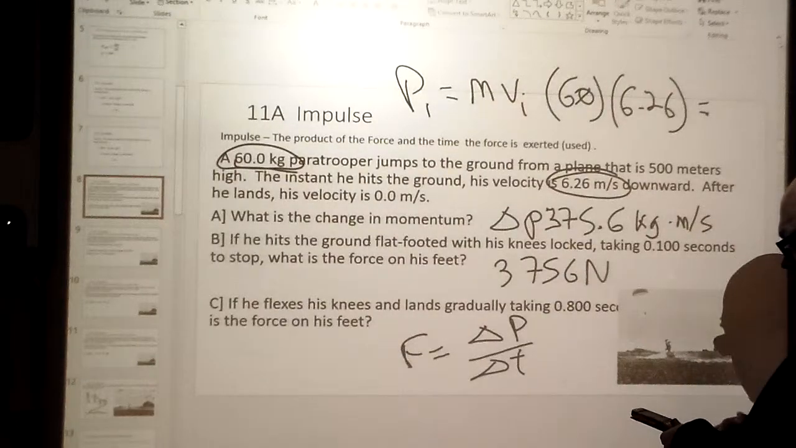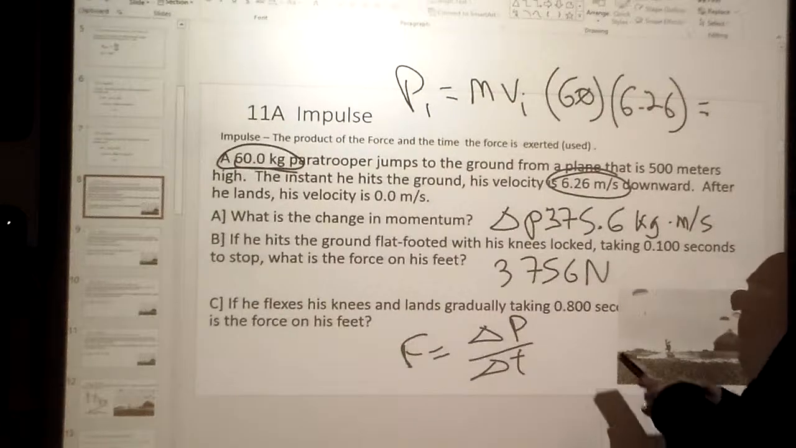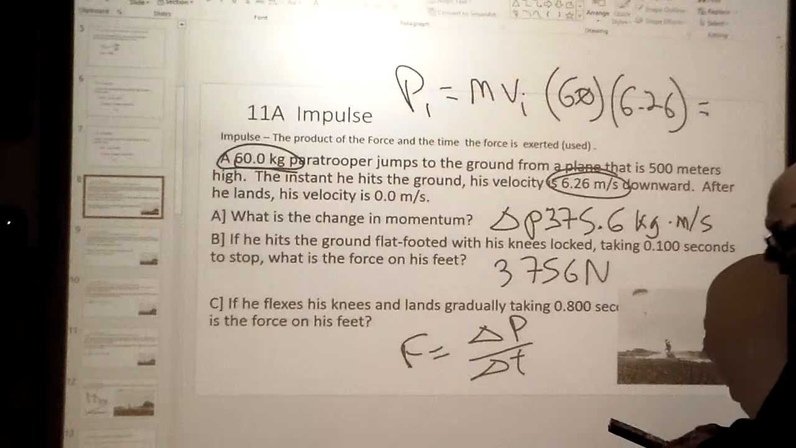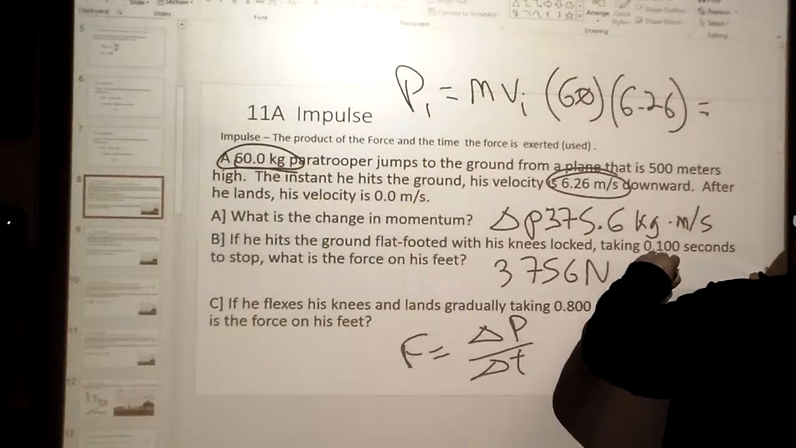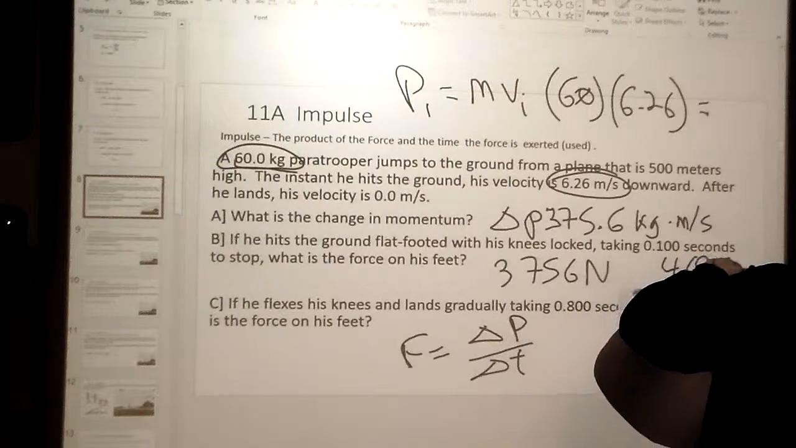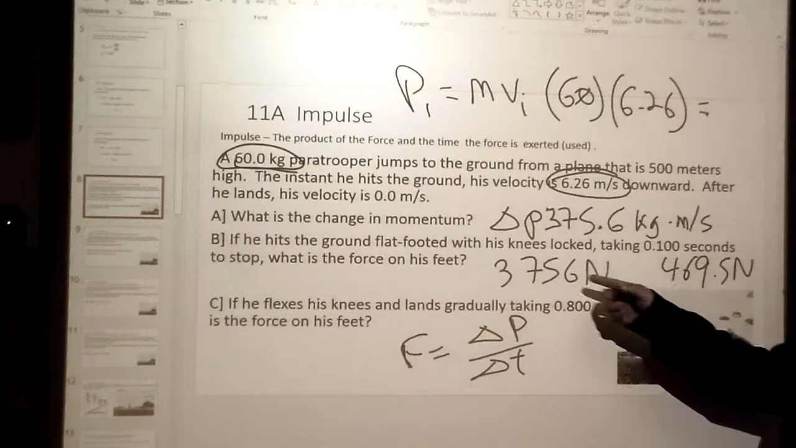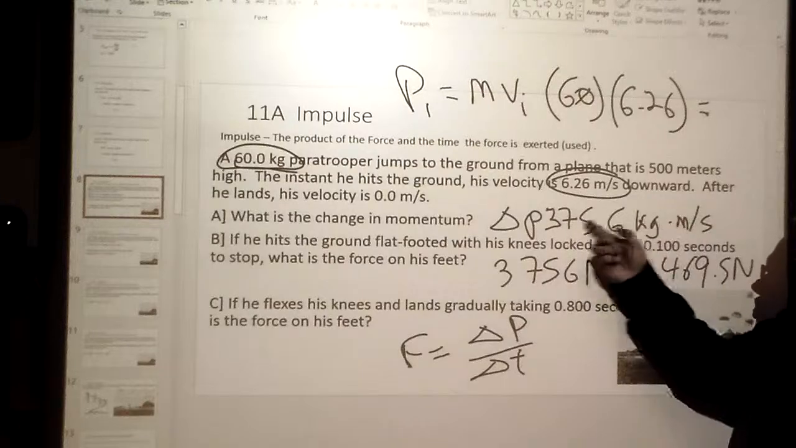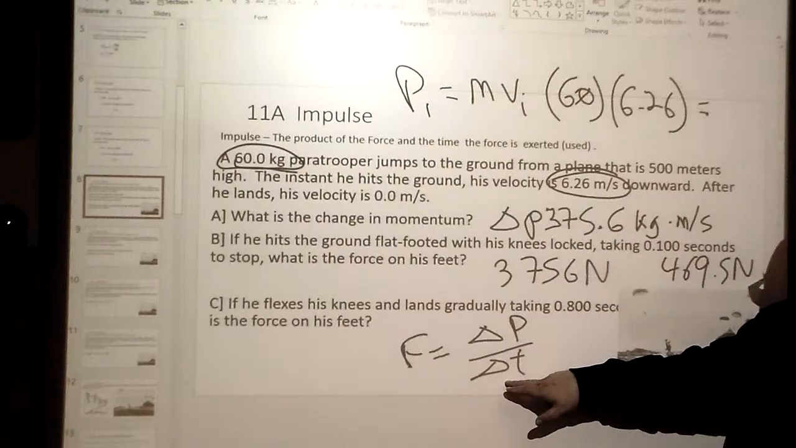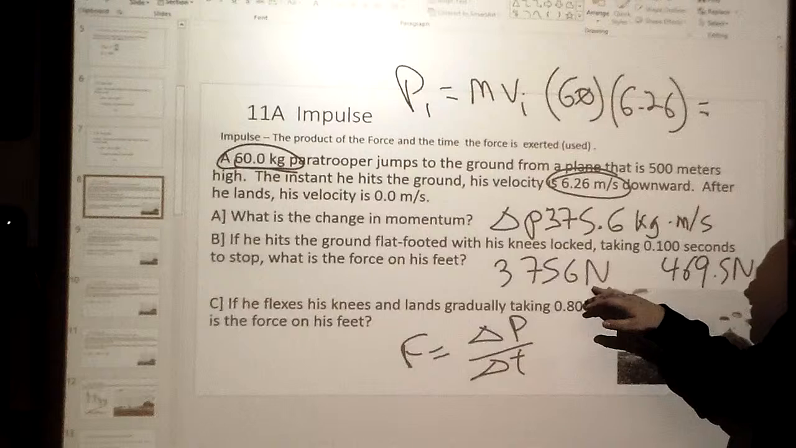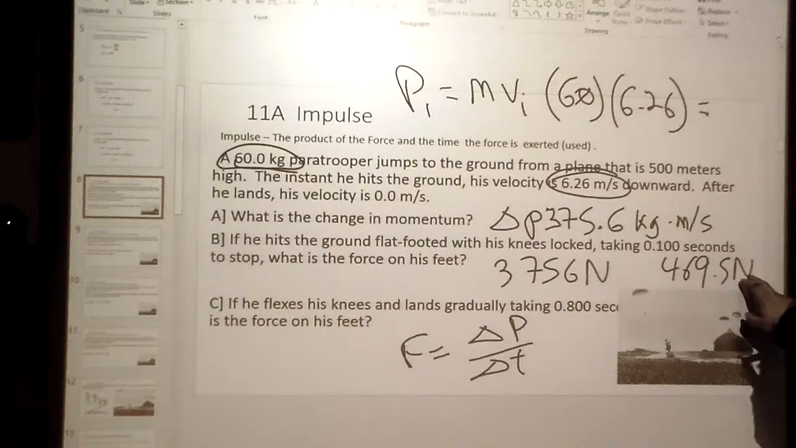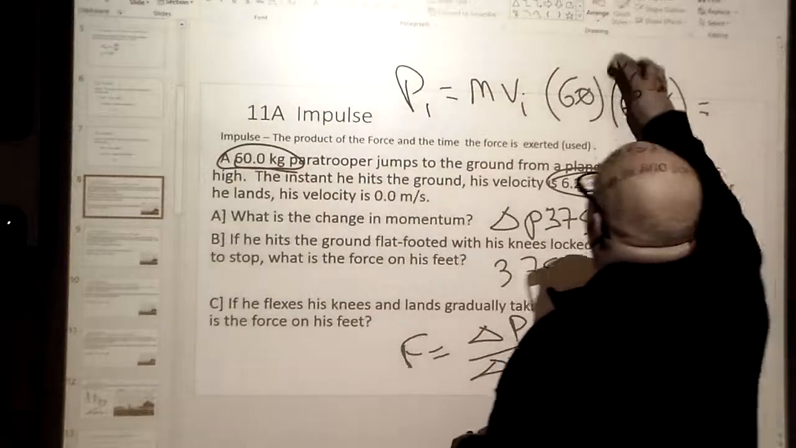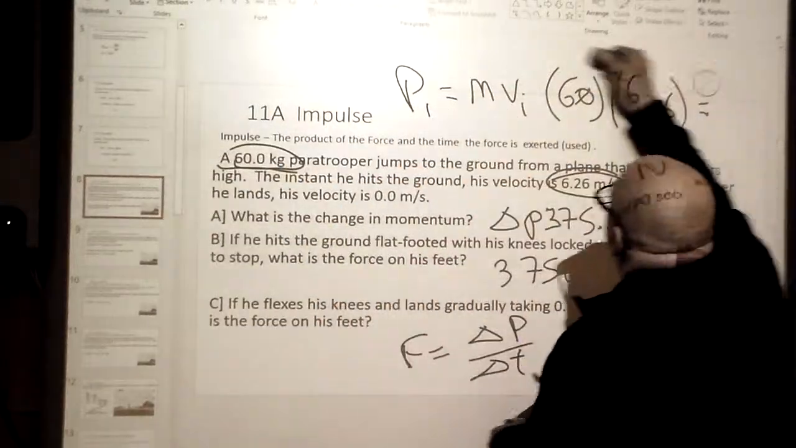If we turn around and say it takes longer to land, so we divide by 0.8, we walk away with 469.5 newtons. So this is how you do it. You take your change in momentum, divided by the change in time. Taking 0.1 seconds is a lot harder on his feet than when it takes a little longer. Okay, I do need to move on.